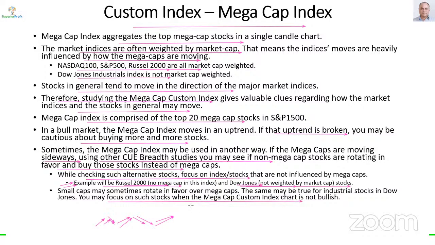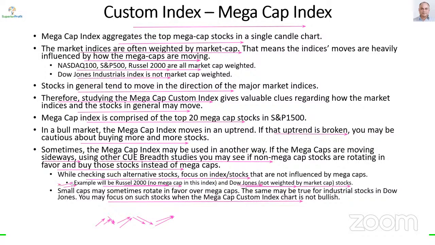Why I didn't tell you to focus on S&P 500 and NASDAQ 100 is because if mega caps are moving sideways, S&P 500 and NASDAQ 100 will be very heavily influenced by that sideways move of mega caps. So we may buy a stock and then get stopped out easily, whipsawed by the move of the mega caps. The individual stocks were not supposed to do like that. But focusing on Russell 2000 or Dow Jones will alleviate that problem because mega caps moving sideways will not have any impact on those two indices.